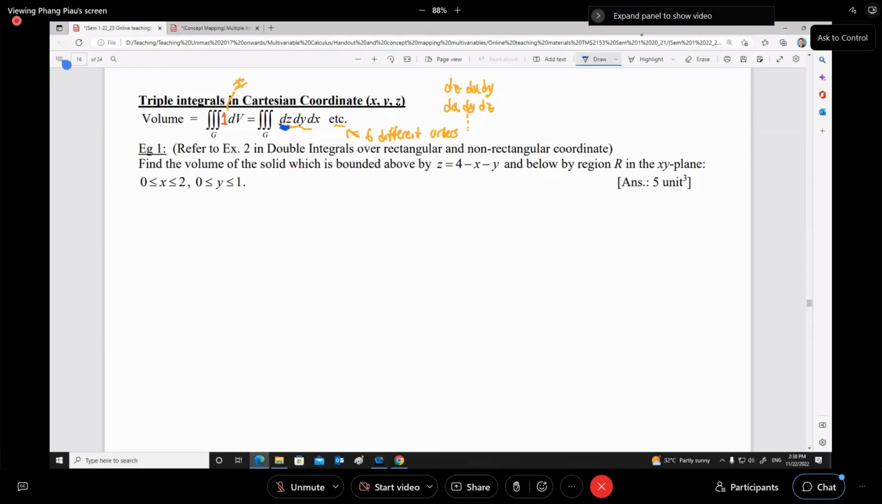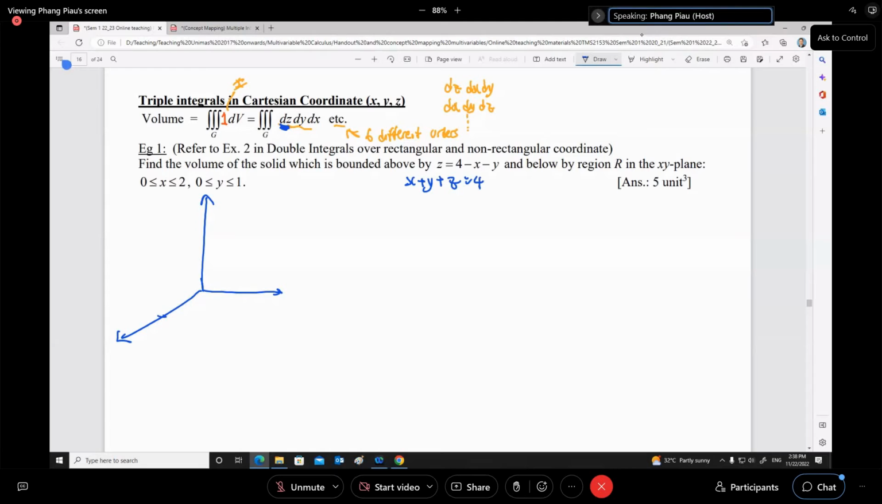And we can choose either to go for Y first or X first. It very much depends on whether we use a horizontal stripe or a vertical stripe. This question is exactly the same as the second example in double integral, so you may always refer to that, but I will go very quickly on this. Hopefully you still remember that you have to put it as x plus y plus z equal to 4.